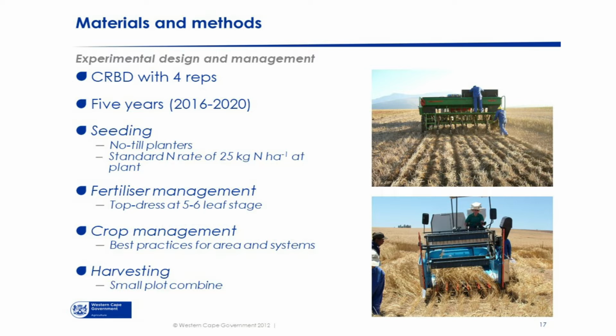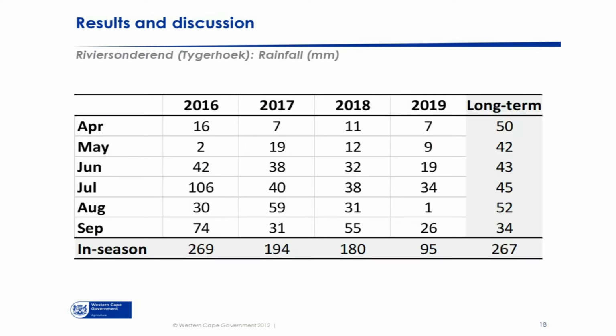We top dress, we try to postpone it as late as possible, more towards the 6-leaf stage, and our crop management is according to practices in the area, and we harvest it with a small combine. So I think the data that we achieve is quite good.